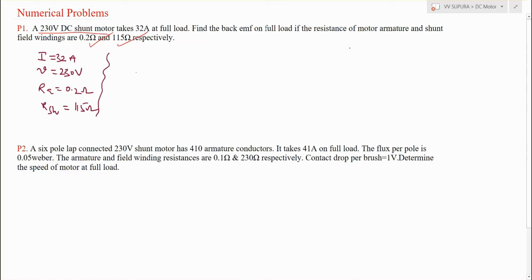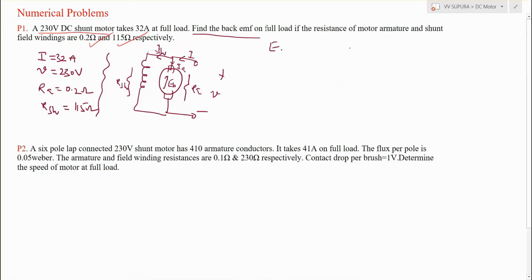Let's draw a diagram. This is the motor with two brushes, this is the back EMF, the armature resistance, and this is the supply voltage V and supply current I, the shunt field winding having shunt field resistance RSH. This current is ISH and this will be the armature current.